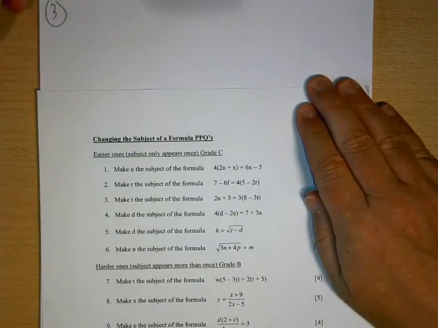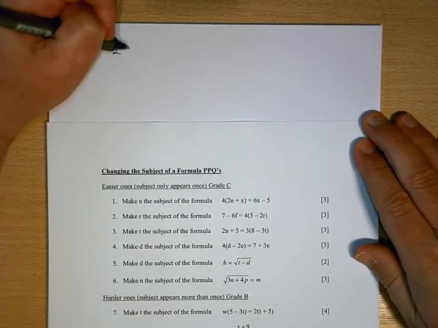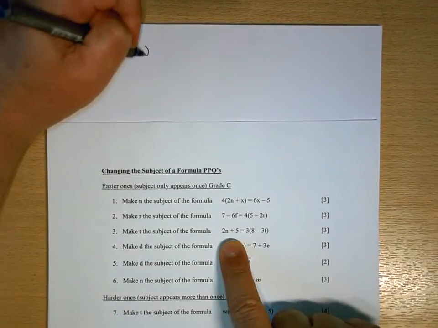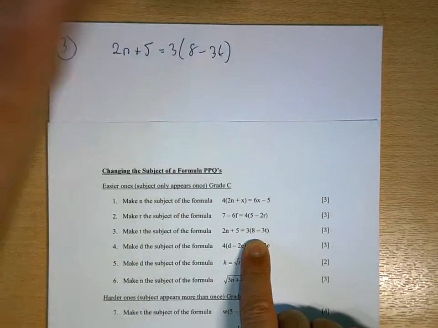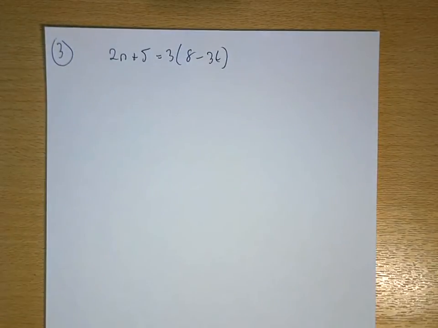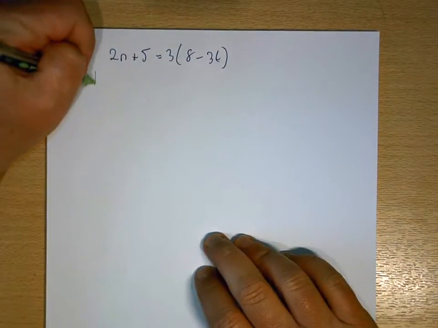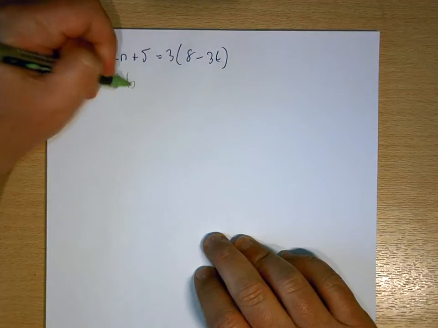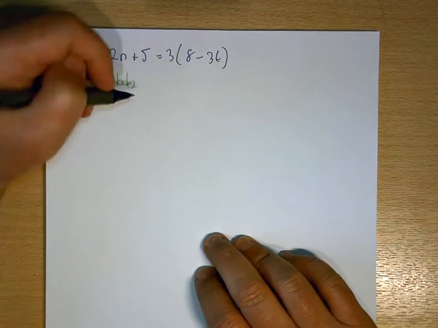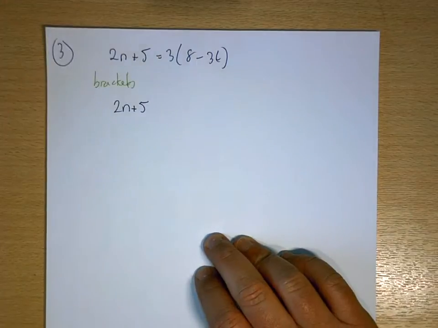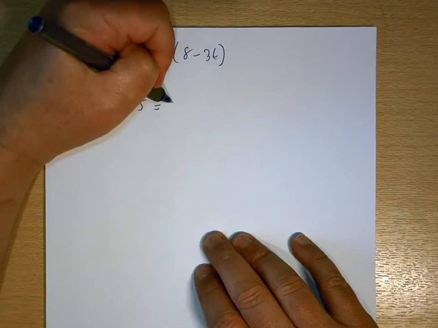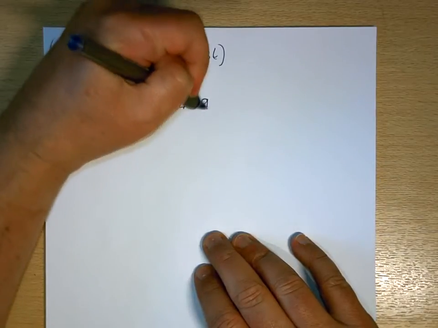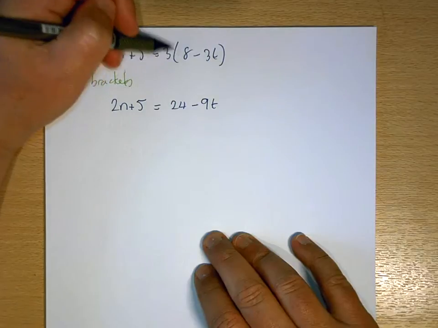Let's look at the third one. Make t the subject of the formula 2n plus 5 equals 3, 8, take 3t. First job, deal with the brackets. No brackets on the left hand side, so that just remains as 2n plus 5. On the right hand side, 3 times 8 is 24, take away 9t. Remember, you're multiplying each bit.